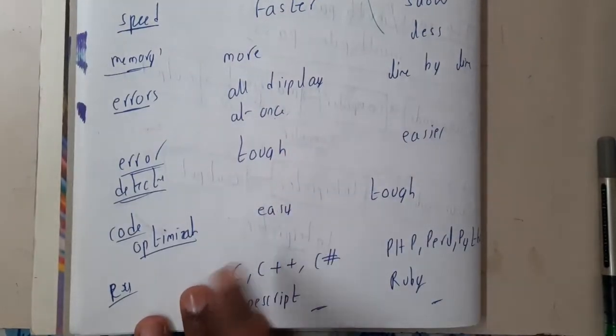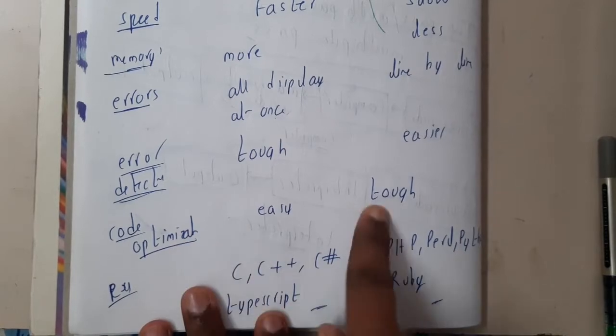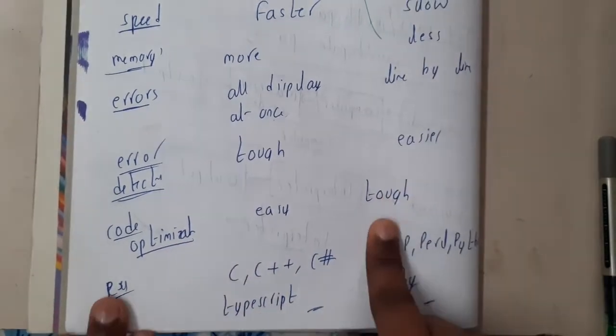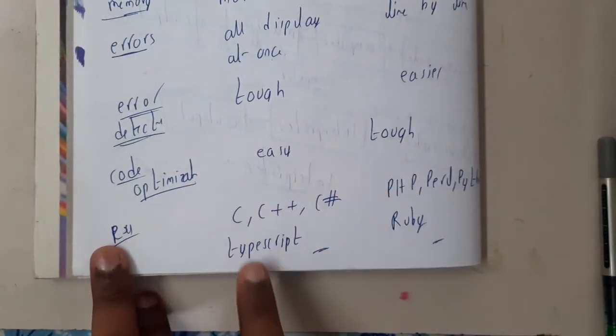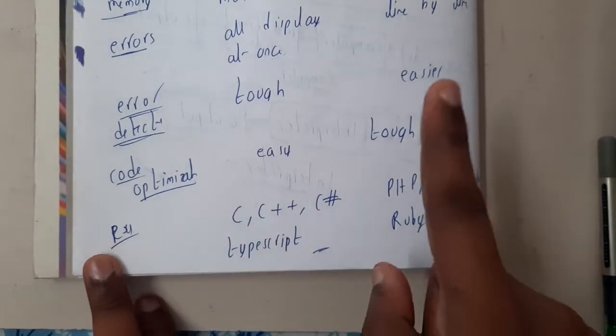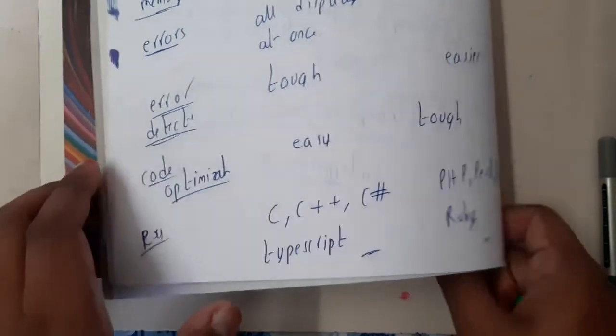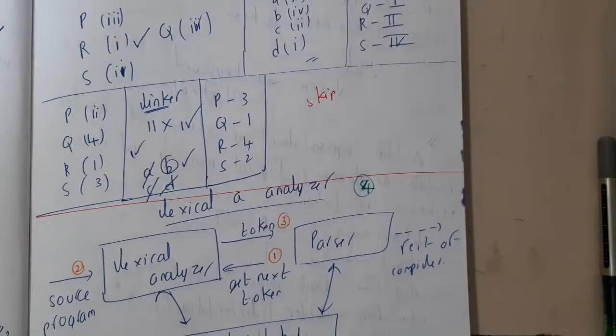And similarly, when it comes to code optimization, as the whole code is given at the initial stage, it is really easy. With an interpreter only some lines are given, so it is really tough. The best examples for compilers are C, C++, C#, and TypeScript, and for interpreters, PHP, Perl, Python, Ruby, and there are many other languages. I hope everyone got a clear idea with respect to this.